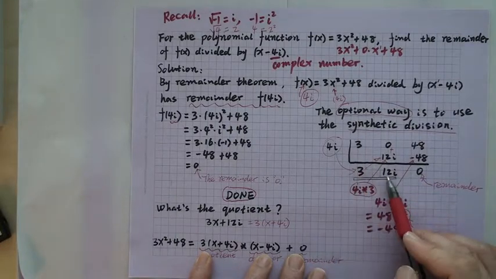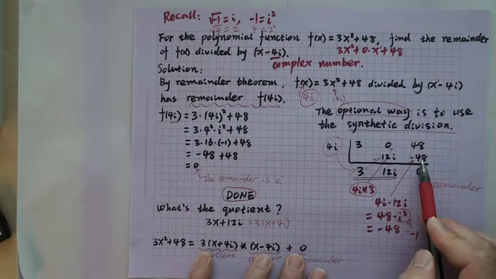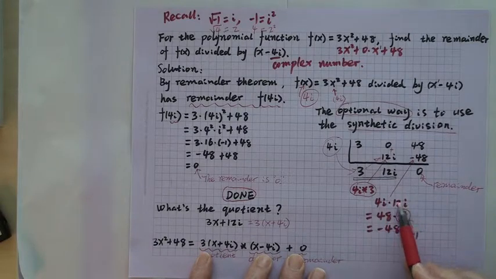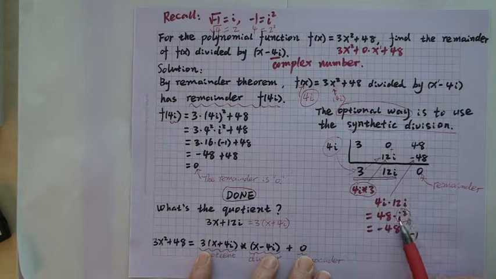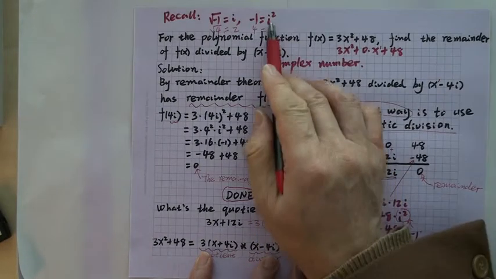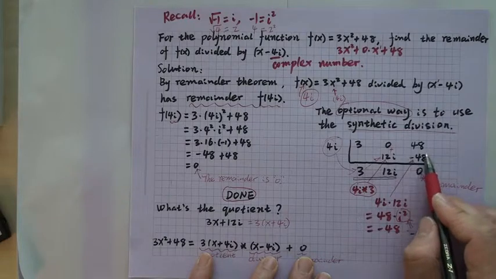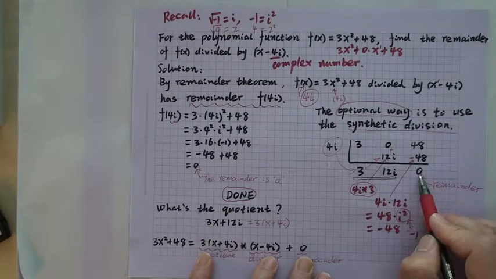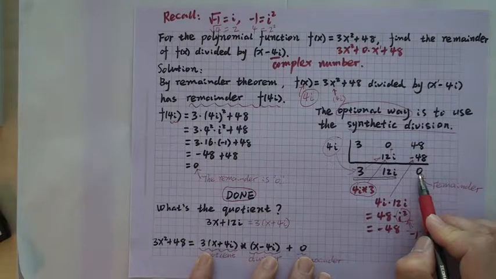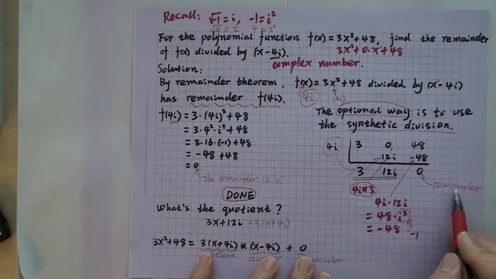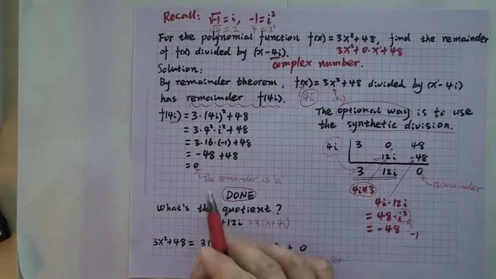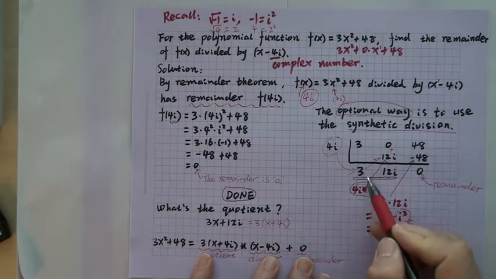Why is 4i times 12i negative 48? The details are here. 4i times 12i: 4 times 12 is 48. i times i is i squared. Again, i squared is negative 1. So negative 1 times 48 is negative 48. That's how we get that. You add together, you have a 0. So this spot is the spot for the remainder, which is 0. It is consistent with the one right here. And here is the quotient.